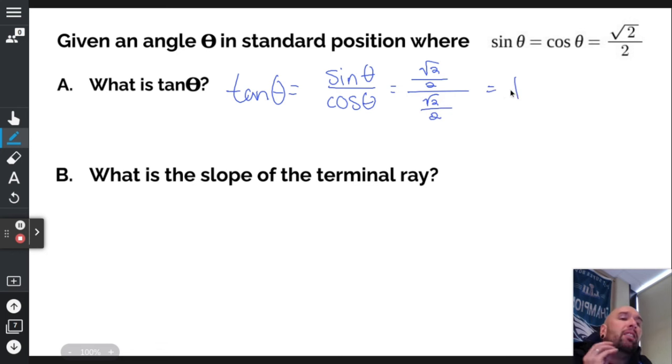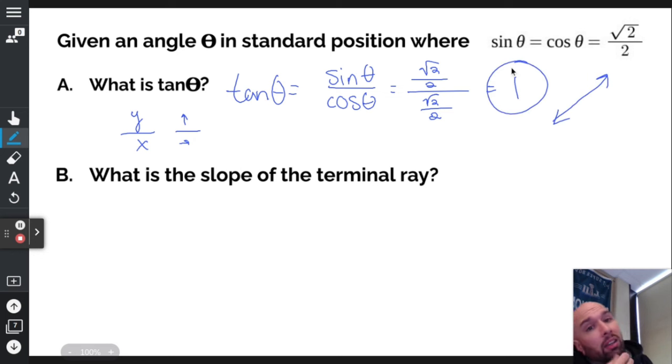Now, this makes sense, and here's why. Tangent represents sine, which is a y value, over cosine, which is an x value. Now, y over x, that's like up and over. This is slope. And if I go up root 2 over 2 and over root 2 over 2, that's a perfect slope of regular 1. Oh, it makes sense how this makes sense.